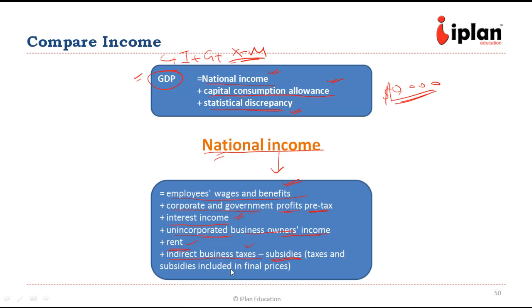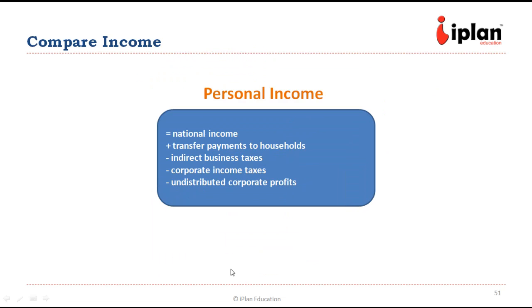Let us look at one more term, which is personal income. Personal income is the income of individuals. It includes the national income, and we are adding the transfer payments back to the households, because though they are not part of national income, they are part of personal income. Even if a pension or help or scholarship is provided to a citizen by the government, that will be included in the personal income.